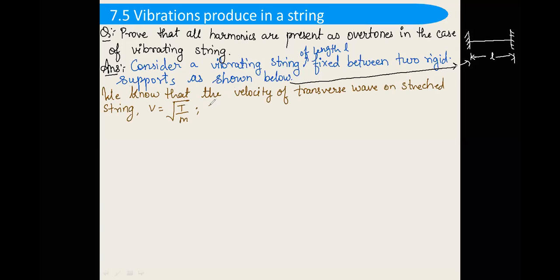Then what is T? T is the tension in the string. What is small m? Small m is mass per unit length of the string. Okay. So let us start with the derivation. So we are deriving for mode 1.